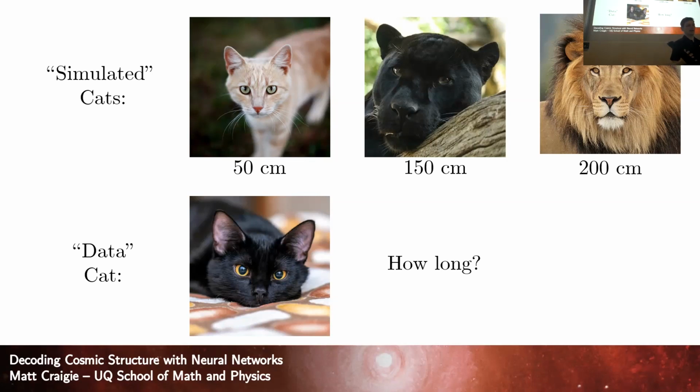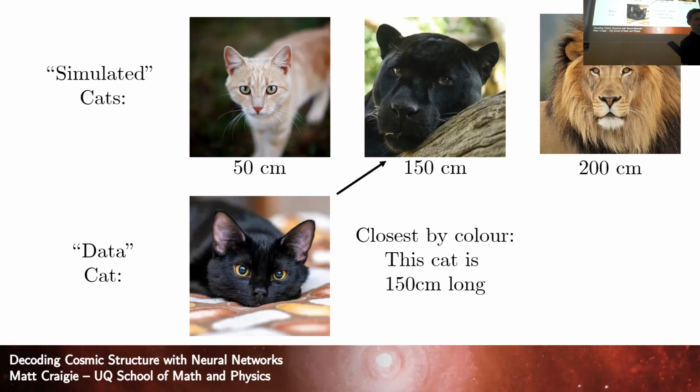So let's say, okay, I don't know anything about cats. The closest cat is clearly going to be the one in the middle, because our data cat is all black. The cat in the middle is all black. They're obviously similar. So therefore, our data cat has to be 150 centimeters long. Now, obviously, that's not right. So what we've done there is we've used a bad extraction of information.